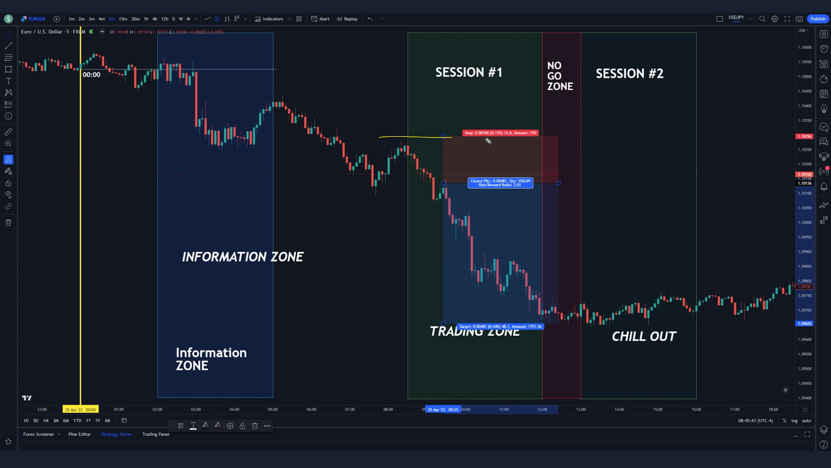Of course, the stop loss should be above the previous high, and as you can see, we have a clear 1 to 3 risk reward ratio with that trade. Taking partials on every swing is always a good idea, and around 12 o'clock we just exit the position.